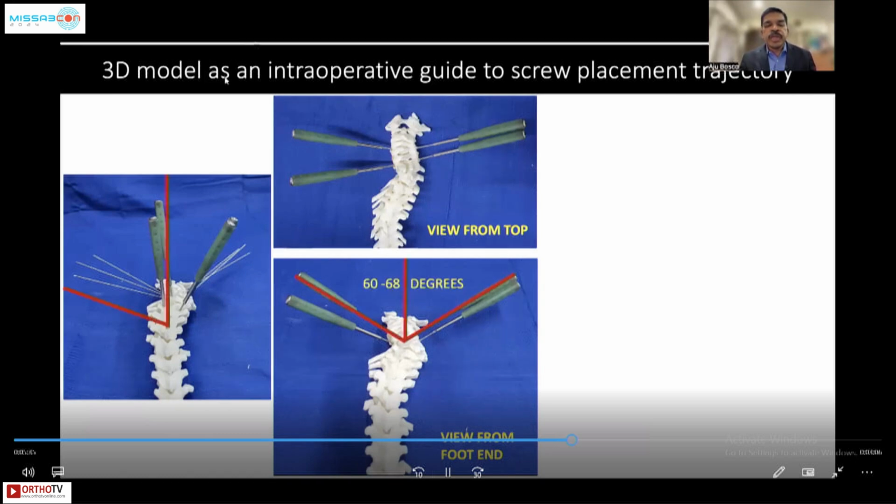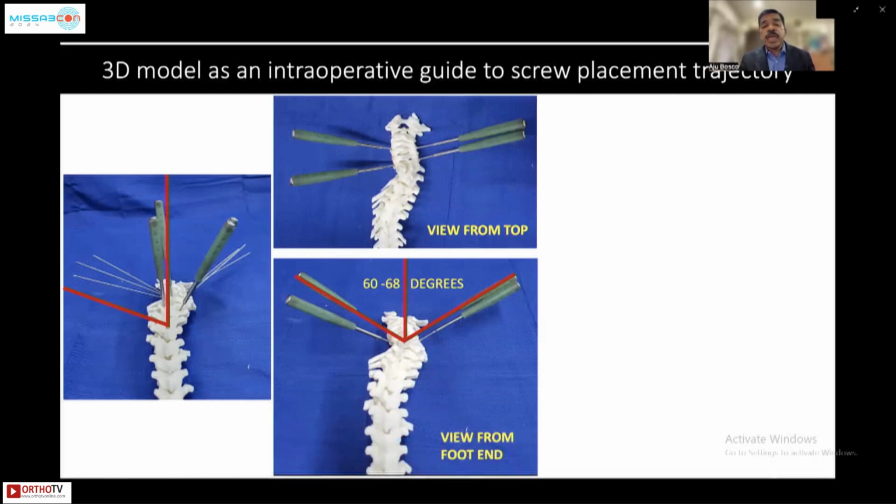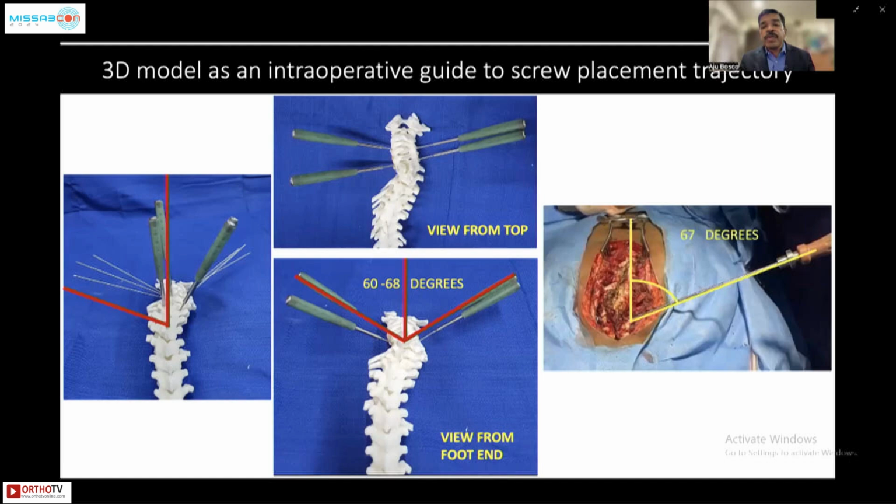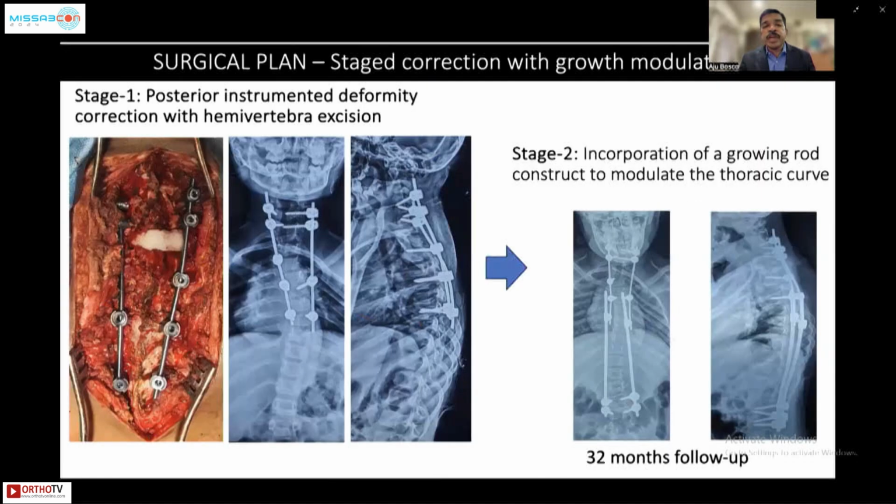And this is a view from the top and from the sides. And the angulation was approximately 60 to 68 degrees. Normally, we angulate a cervical pedicle screw maximum to up to 45 to 50 degrees, but this was a very rare case. And intraoperatively also the same trajectory was adopted.